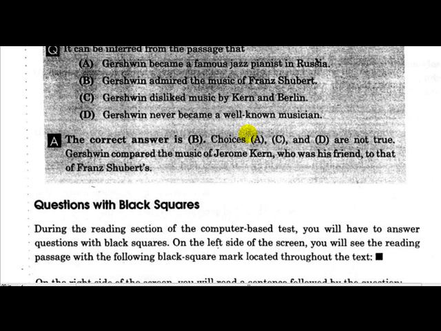Questions with black squares. During the reading section of the computer-based test, you will have to answer questions with black squares. On the left side of the screen, you will see the reading passage with the following black square mark located throughout the text. Here.